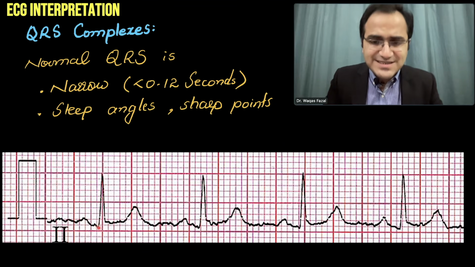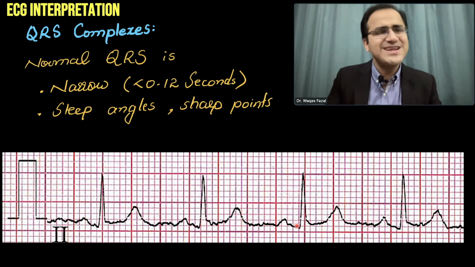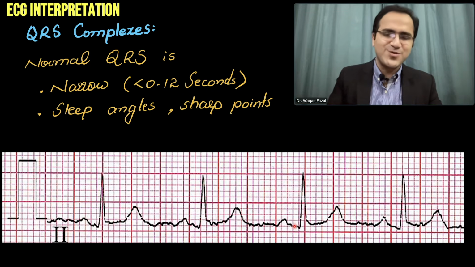Now, if you look at this ECG, you can easily see that the number of small boxes is less than 3. So it is a normal QRS complex. There is only one small box present in this QRS complex. So it is narrow with steep angles and sharp points. It is a normal QRS complex.